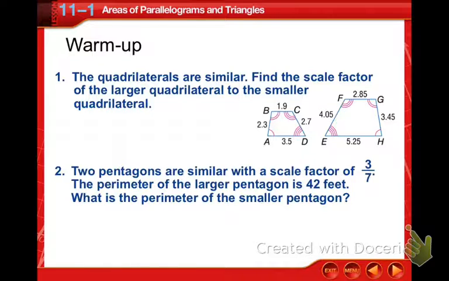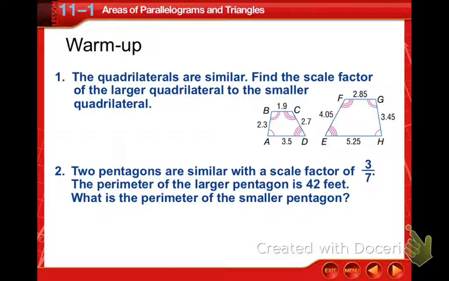Alright, welcome class. We are going to go ahead and get started into these notes today. We don't have a lot of note taking to take down, just some formulas for area. Areas of parallelograms, triangles, kites, trapezoids, and rhombi. So basically what we're going to do here is our warm-up and jump in and do a bunch of examples.